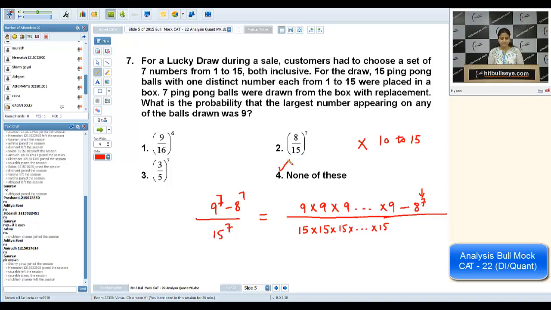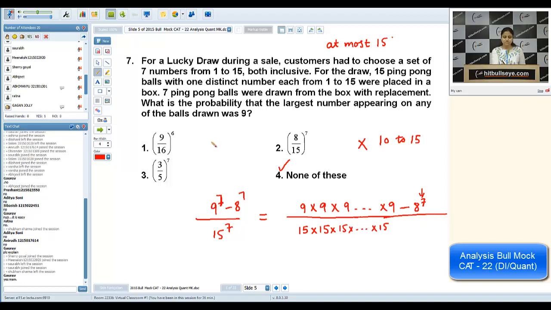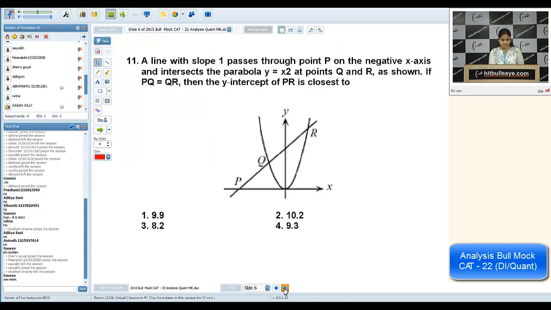Is it okay, Gaurav? Suppose the question were that the number appearing is at most 15, then the answer should be 9 by 15 whole raised to power 7. But it is saying the largest number should be 9. That's why we are subtracting 8 raised to power 7. So let us move further. A good question on coordinate geometry.